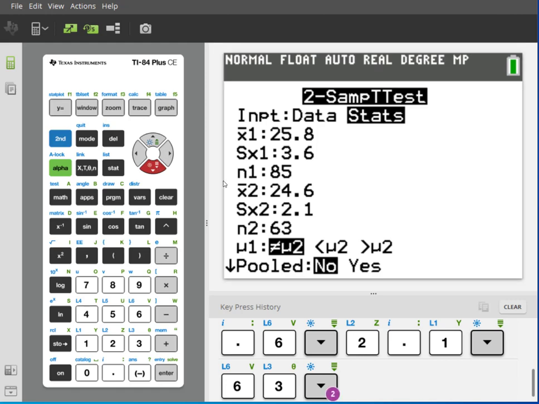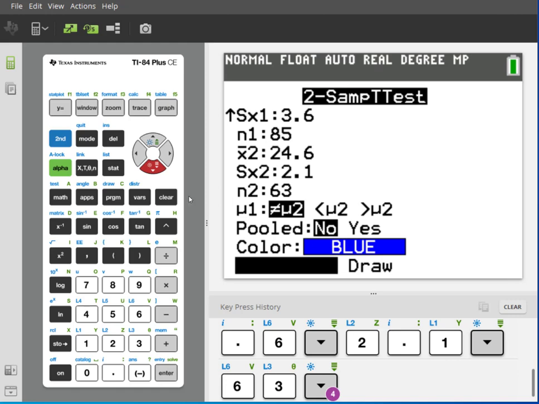Now, the next item says pooled, yes or no. So pooling means that you're either pooling together degrees of freedom or you're not, in order to determine the correct number of degrees of freedom for your sample. Well, if you're uncertain, you might want to ask your instructor what to do here. But I think in most settings, it's probably safe just to leave this set to no and not worry about it.